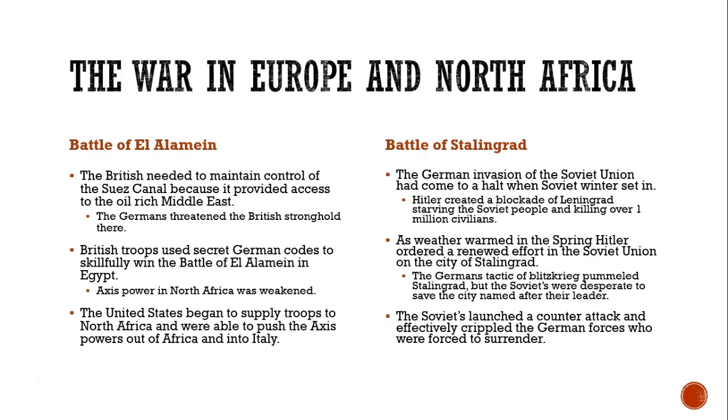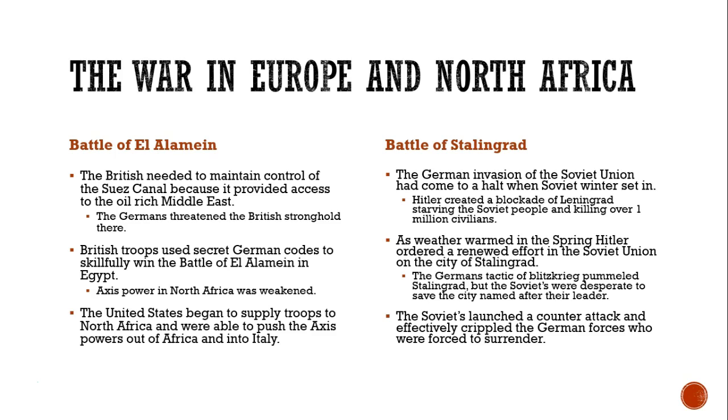The major war battles in Europe and North Africa helped to change the tide of World War II. The Battle of El Alamein, for example, moved the troops out of North Africa up through Italy and back into Europe, and they were able to push the Germans and the Italians back.